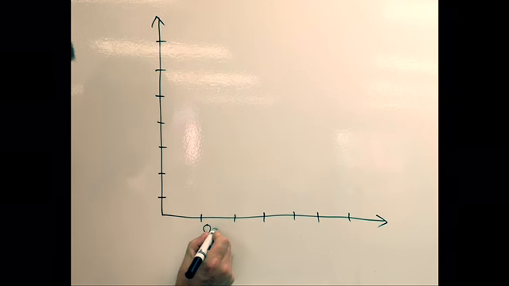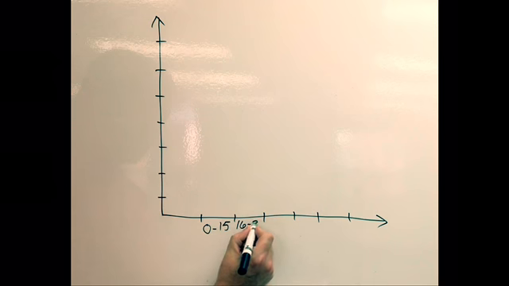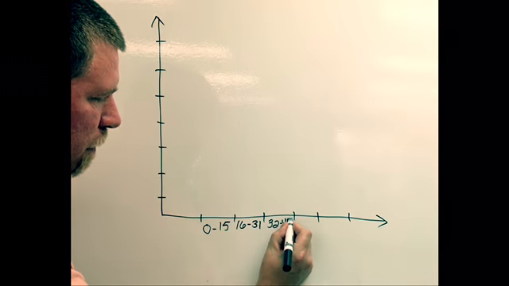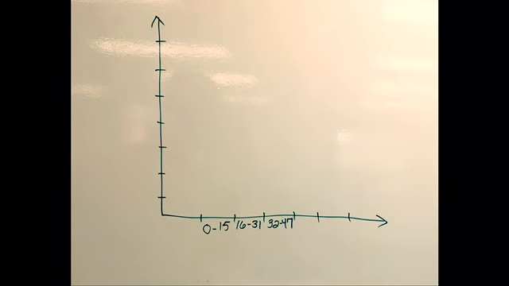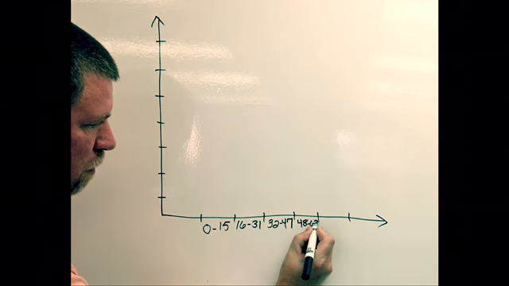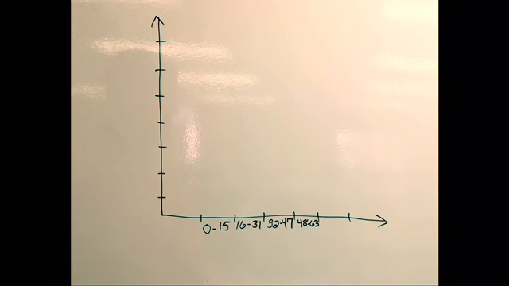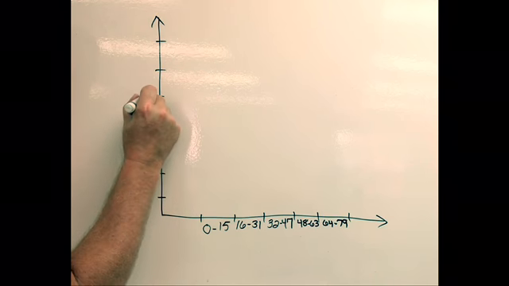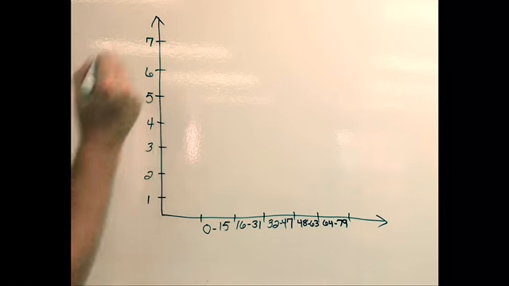My first bin is ages 0 to 15. Our next bin is ages 16 to 31. The third bin is ages 32 to 47. The fourth bin is ages 48 to 63. And the last and final bin is ages 64 to 79. The vertical axis, also called the y-axis, is going to be labeled to represent the frequency.